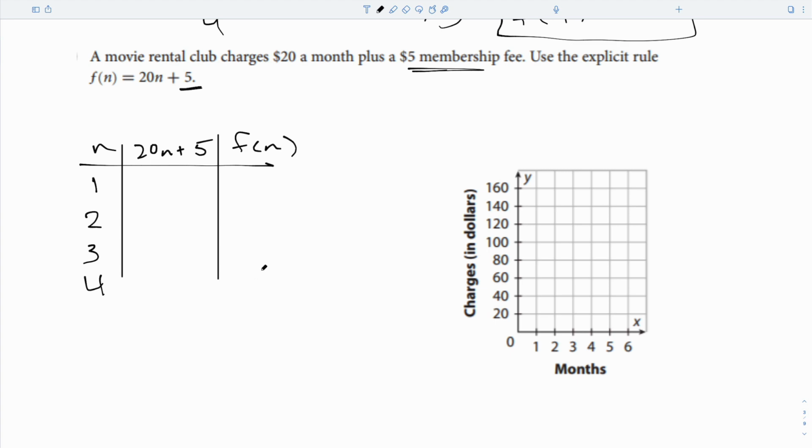This one's a simple equation that you can just plug it in. That's going to be 2 times 20 is 40. 3 times 20 is 65. 4 times 20 is 85.